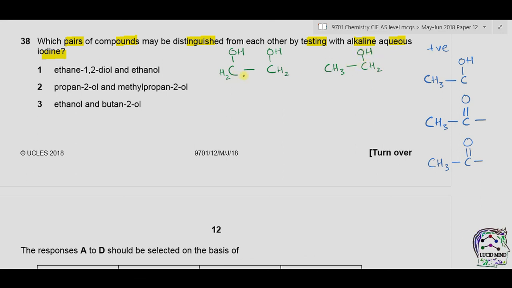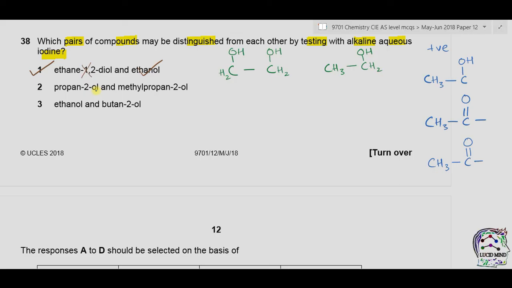As we can see, in ethane-1,2-diol, no CH3 is attached to the OH carbon, so it will not give a positive result. In ethanol, CH3 is present on the carbon having OH, so this will give a positive result. So we can distinguish both of these by using alkaline aqueous iodine, so option 1 is correct.